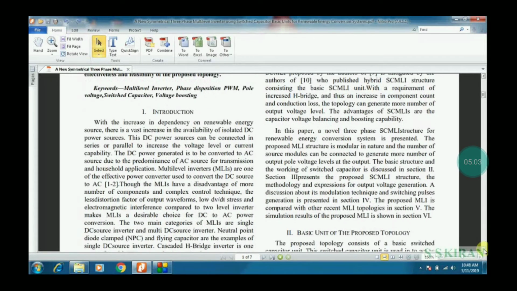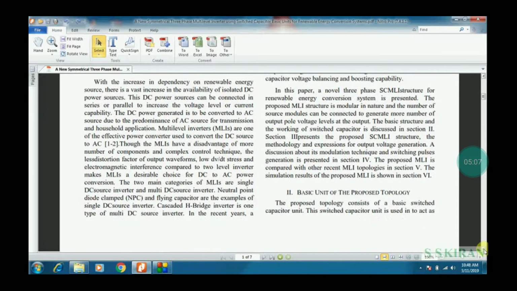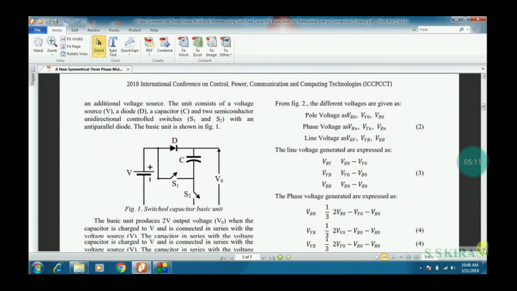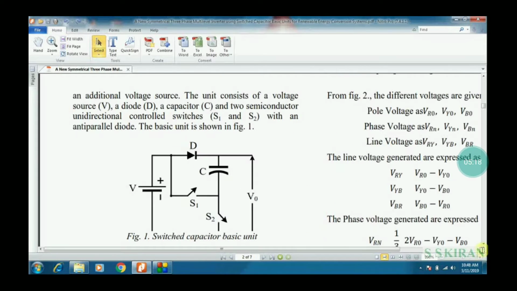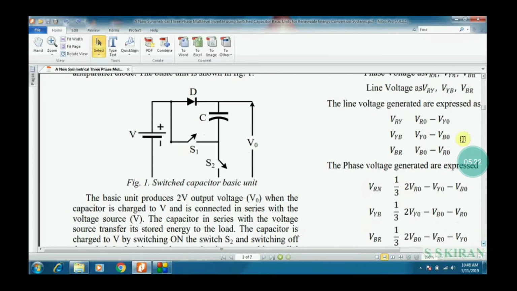Now in this unit, the proposed topology, second chapter. This is the basic switched capacitor unit. Just observe, very important. We can also observe one tabular form.